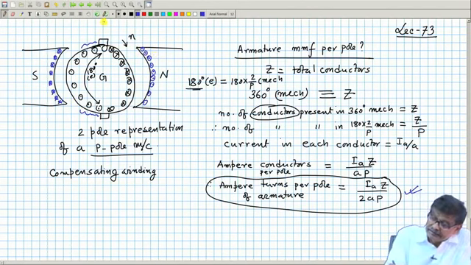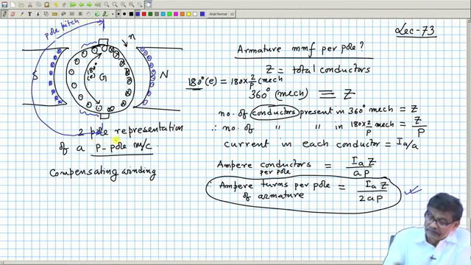Now, this length you try to understand. What is this length? This is the pole pitch. And the pole actually exists within this zone. So, this one is called pole arc. This is called pole arc.